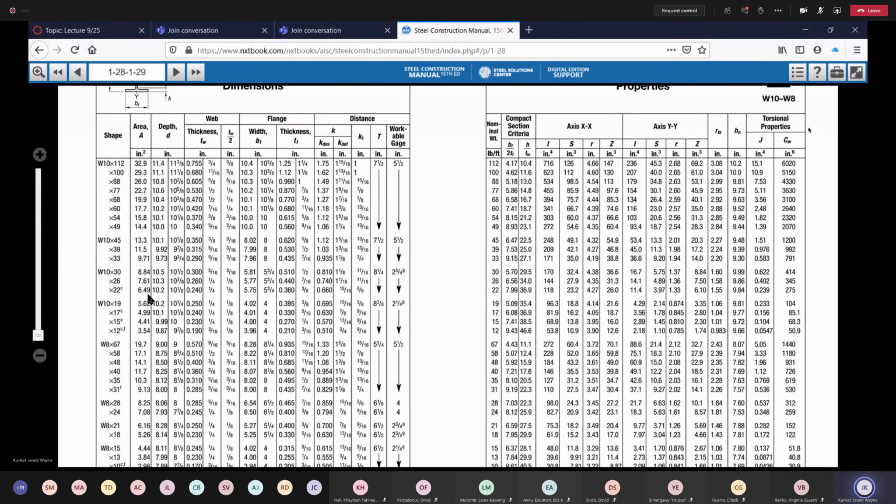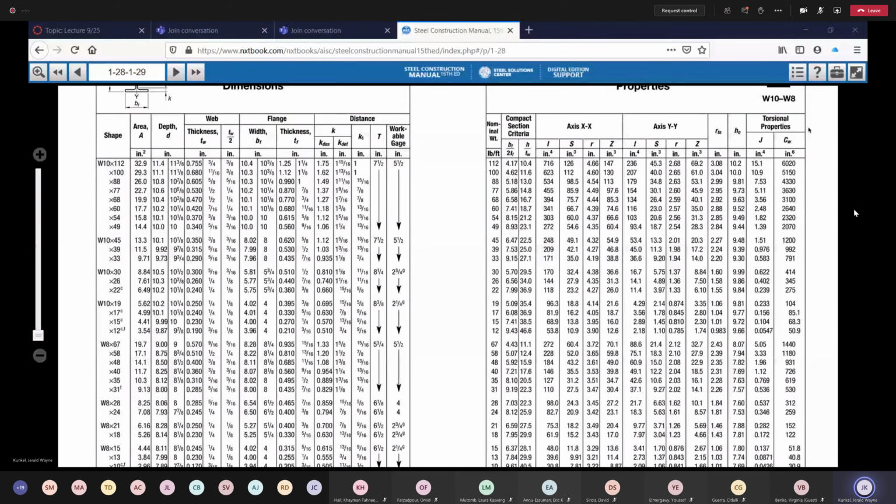Our sections that we're looking at are based on the gross area of the member. So we know that the net area of the member is going to be less than the gross area. So we need to worry about the holes, those darn holes that are in this member.